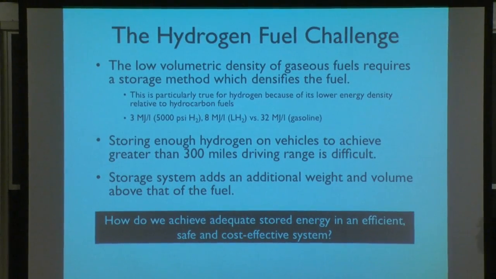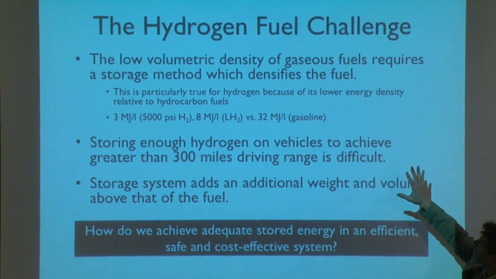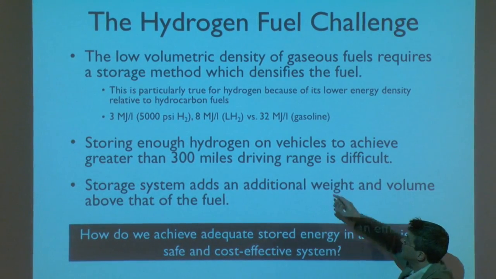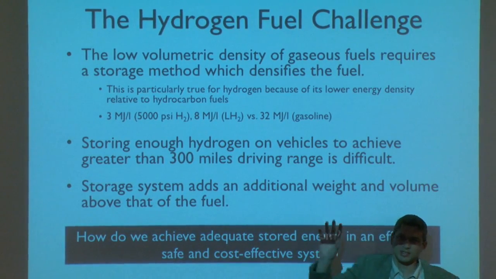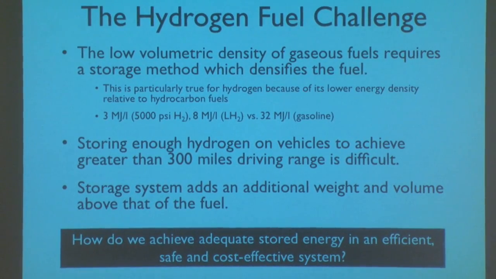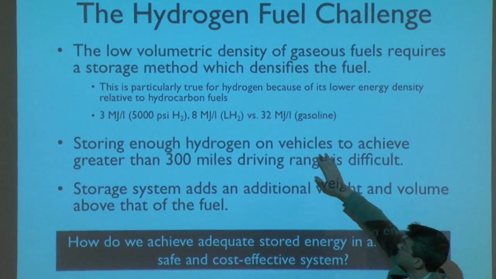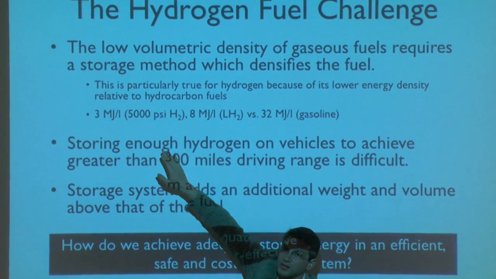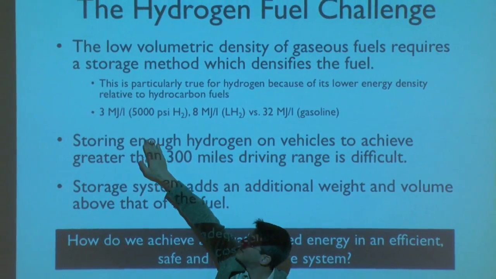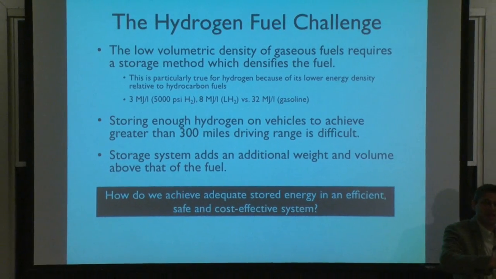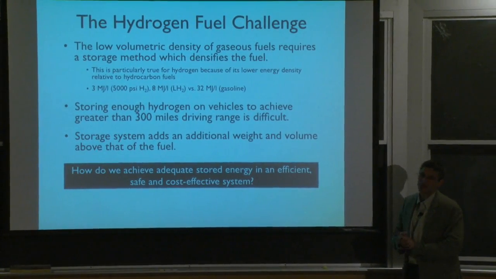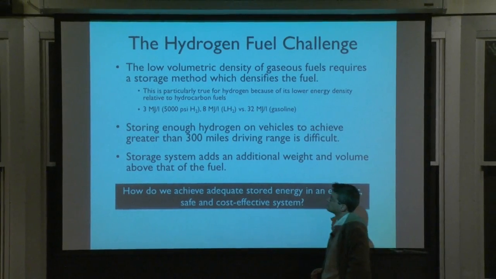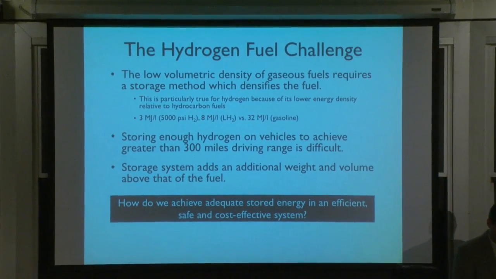Right, so the problem in storage is that the low volumetric density of anything that's a gas requires something that can densify it. So you've got to compress it, basically. Here's your metric, gasoline. Remember, gasoline is this beautiful high energy density way of storing energy. 32 megajoules per liter, compared with liquid hydrogen. If you can liquefy it, it's 8, and gas under very high pressure, 5,000 psi, is only 3. So even if I squeeze this hydrogen gas a ton, it's still only a tenth the energy density of gasoline. Okay, so that's why storing enough hydrogen on board is hard, and it adds a lot of weight and volume.